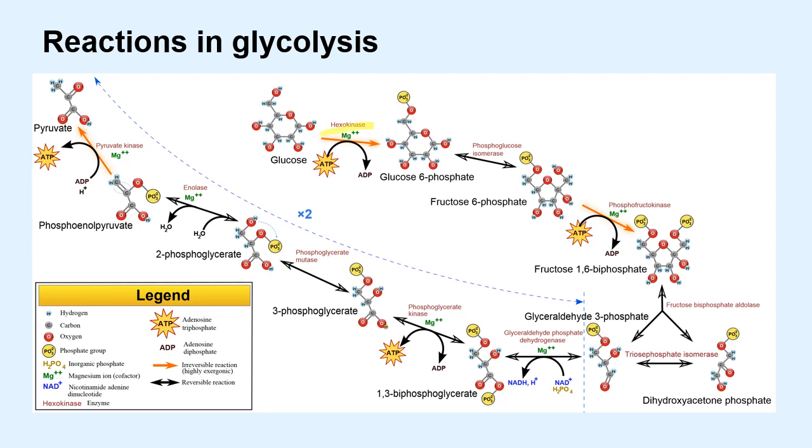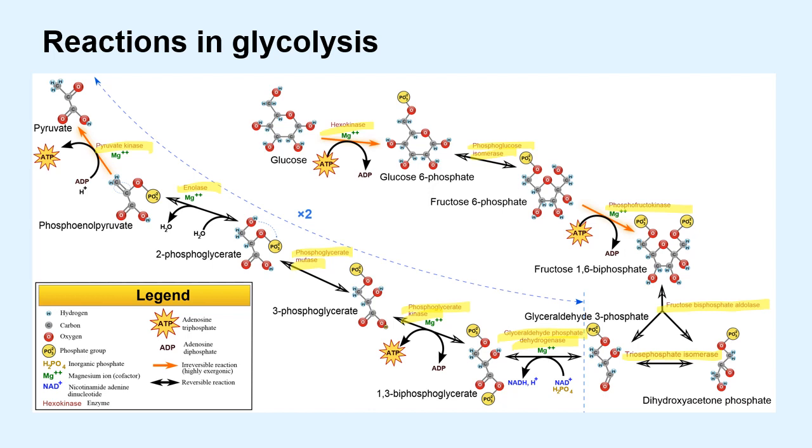So we've got hexokinase, phosphoglucoisomerase, phosphofructokinase, fructose bisphosphate aldolase, and so on. Look at this one, glyceraldehyde phosphate dehydrogenase. If you do biochemistry at university, you will be seeing these names a lot.